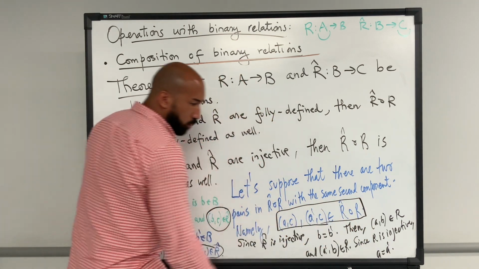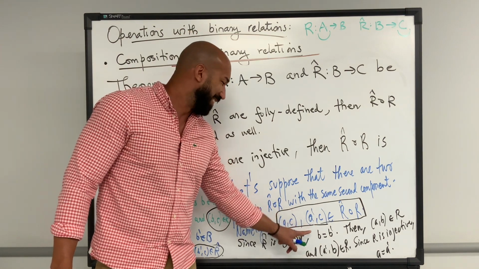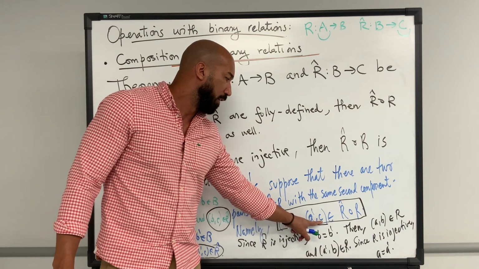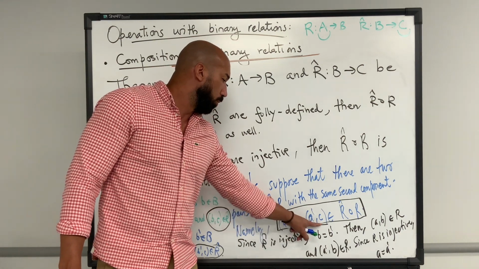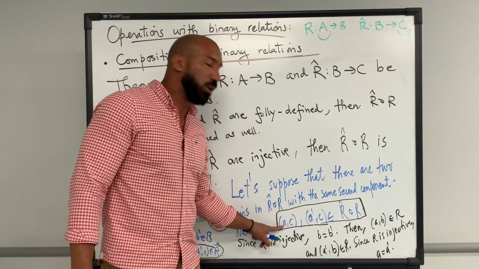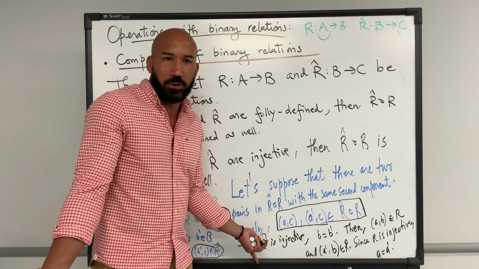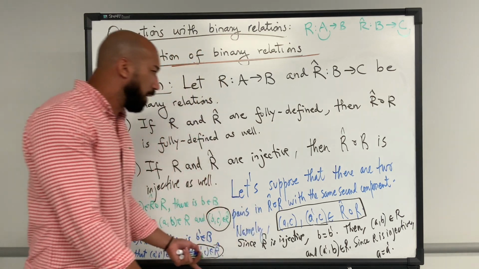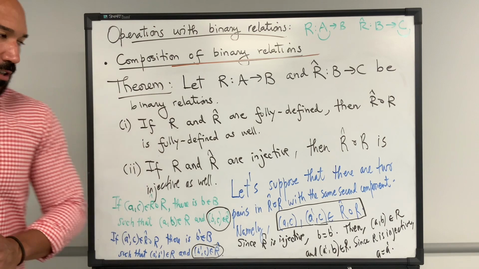Well, but if A is equal to A prime, these two pairs are not different, which is telling us the only way we can have the same second component in two pairs is if the first components are also equal, which means that these two pairs are basically the same pair. You see? So we don't have repeated second components, and this relation here is going to be also injective.